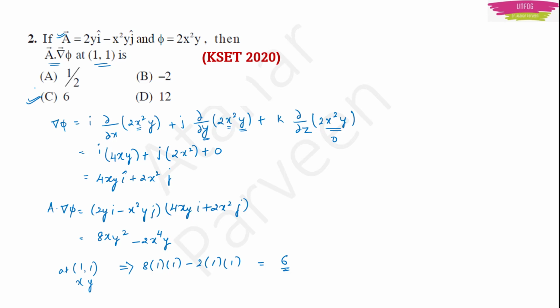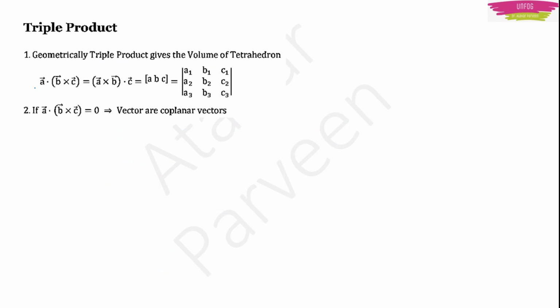Okay, let's move on. Let's talk about the triple product. Triple product means the product of three vectors. This triple product includes the dot product and the vector product. A dot B cross C. Okay, you can write it also like this: A cross B dot C. Both are same. You also denote it in a square bracket as [A B C].